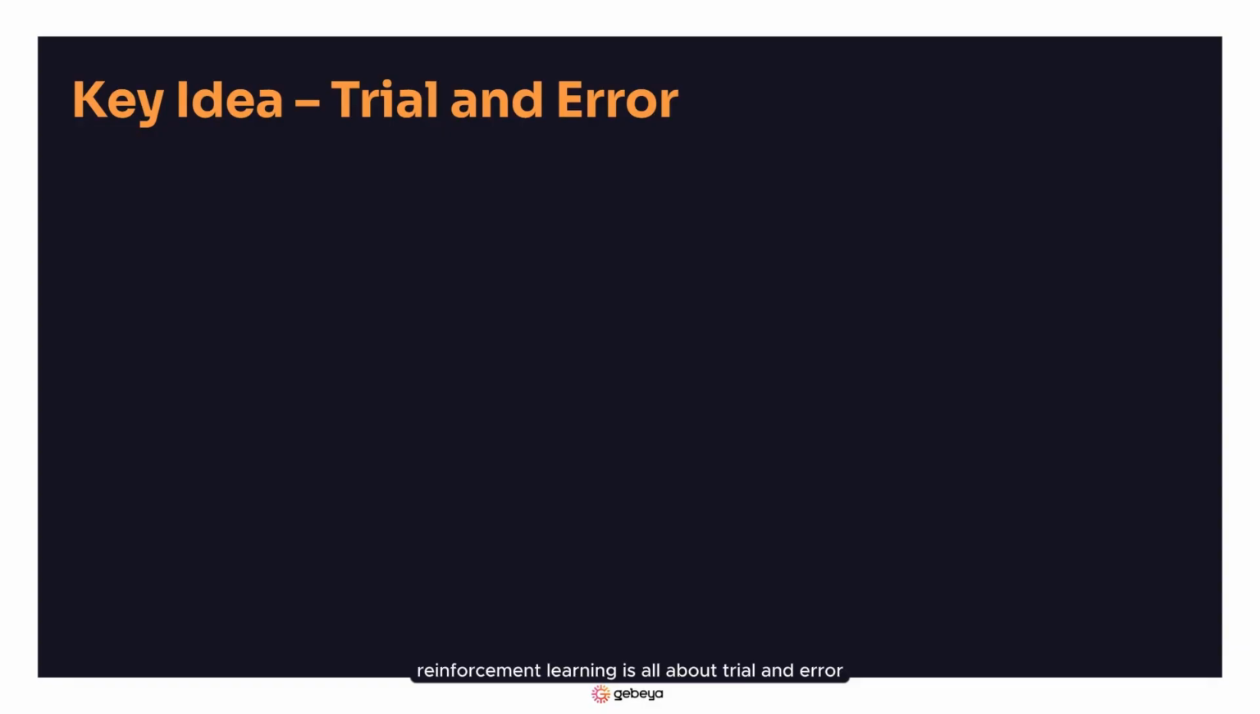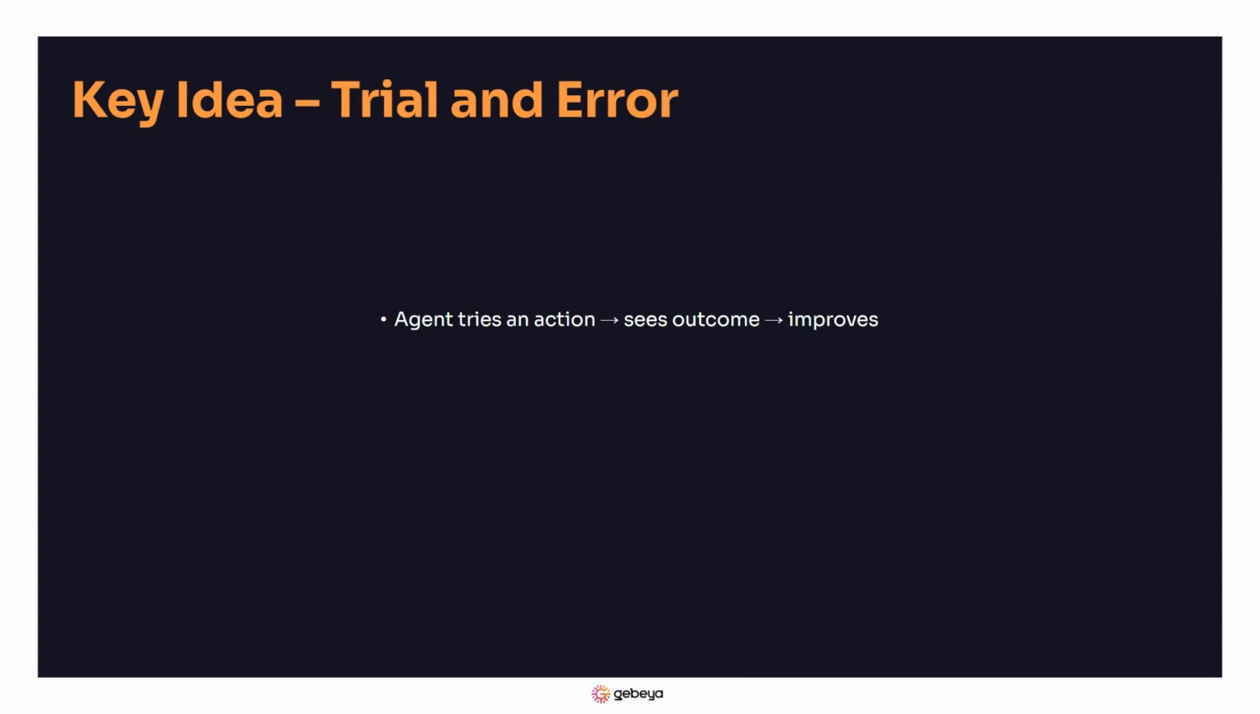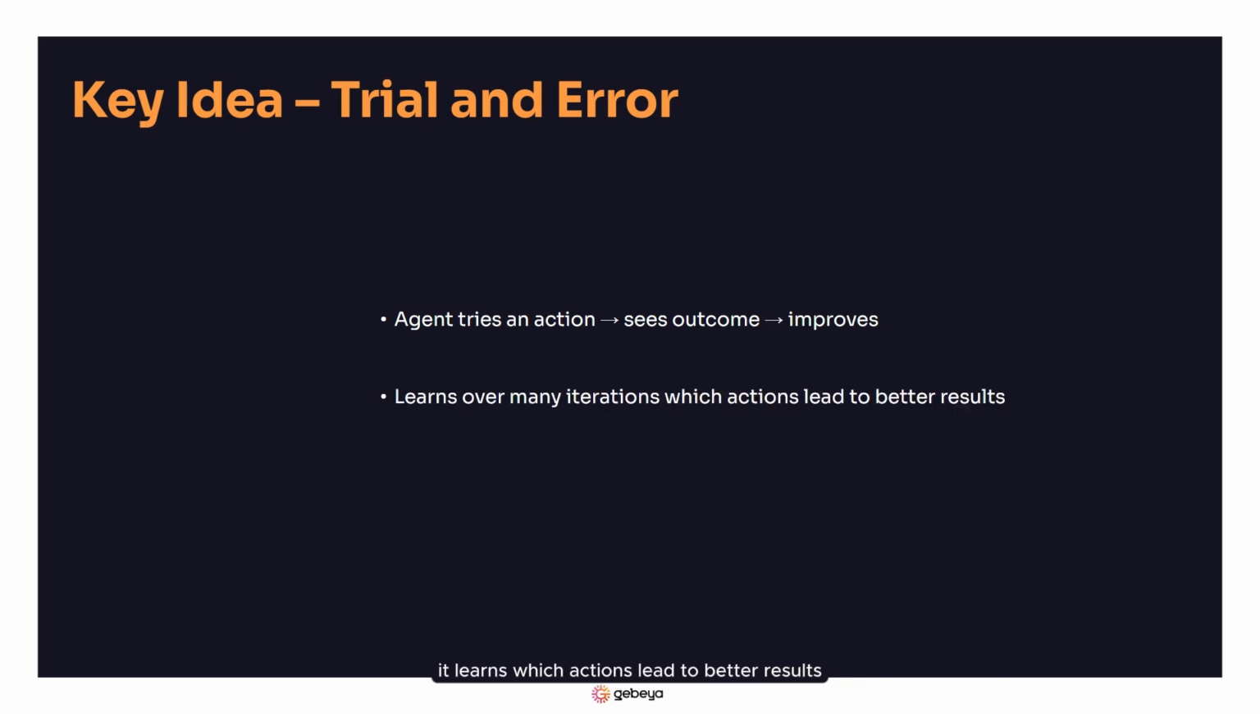Reinforcement learning is all about trial and error. The agent tries an action, sees the outcome, and uses that feedback to improve future decisions. Over many iterations, it learns which actions lead to better results and avoids actions that lead to poor outcomes.